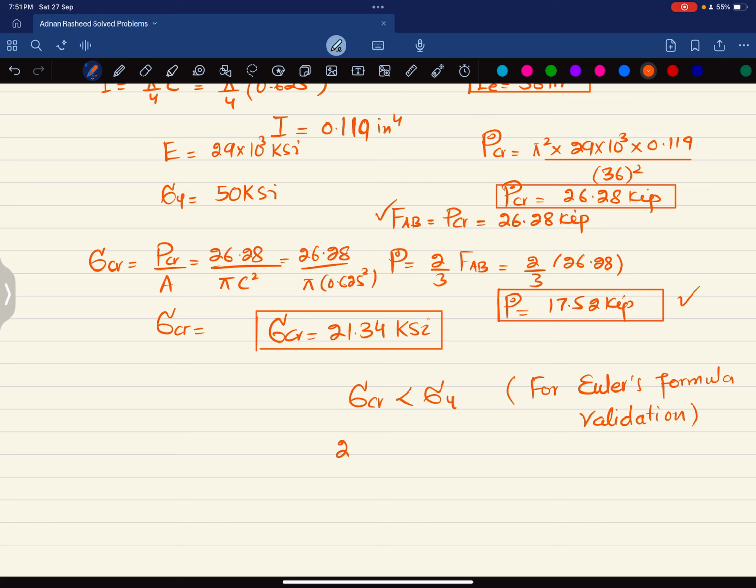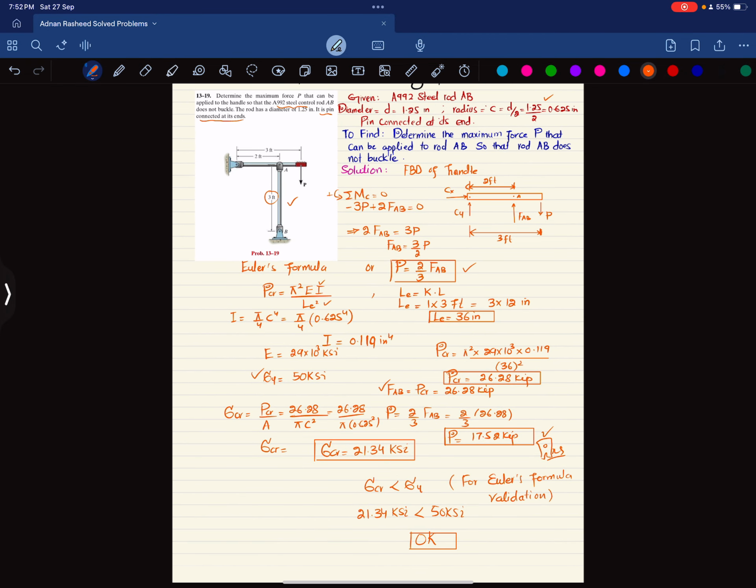So you can see the critical stress is 21.34 ksi, and that is less than the yield stress, which is 50 ksi. So it means our value of the load on the handle, which is 17.52, is correct, and this is the load that can be applied on this handle. P is equal to 17.52 kip, the load that can be applied on this handle without causing buckling in this rod AB. And that was all about problem 13-19.